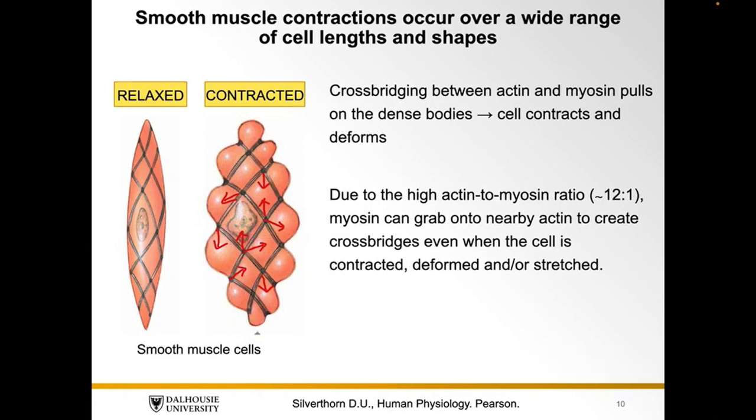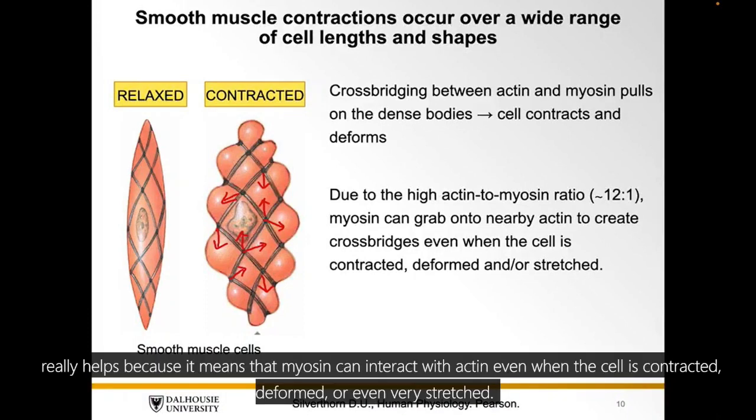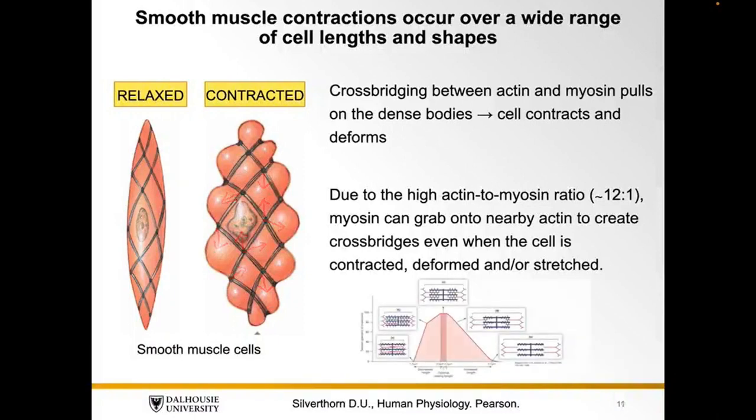And that's when the high actin to myosin ratio, about 12:1, and the fact that myosin has heads throughout its filament really helps, because it means that myosin can interact with actin even when the cell is contracted, deformed, or even very stretched. And this is just a reminder that this is very different than what happens in skeletal muscle.